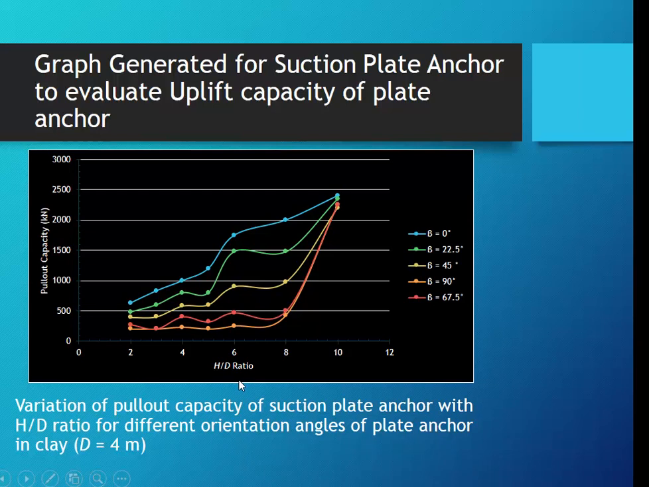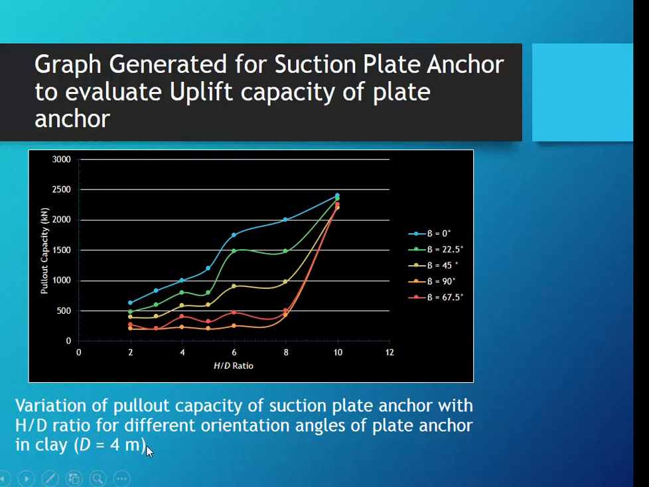Those charts give me the H by D ratio versus pull out capacity. So the H by D ratio varies from 0 to 12. H is the embedded depth and D is the diameter of the plate. This analysis I did in Plaxis 2D software. Here the diameter of the plate I have taken is 4 meter. So that is a much bigger plate.